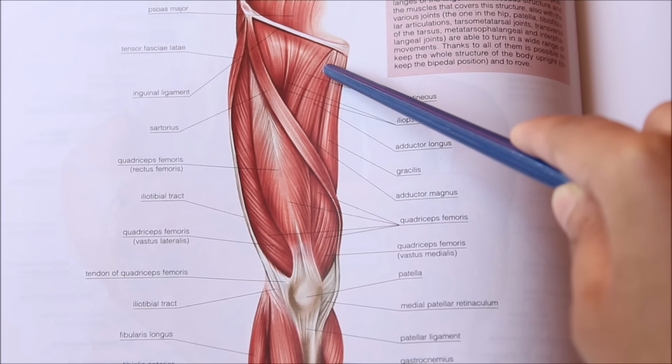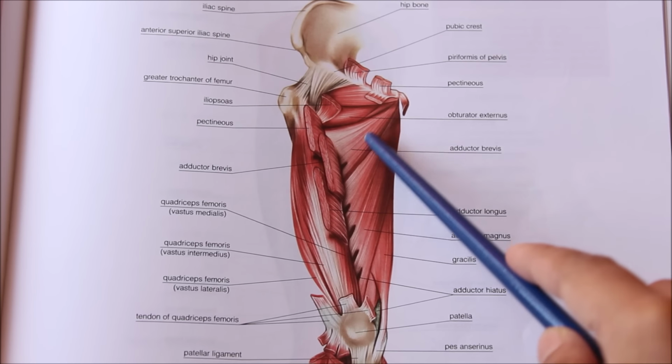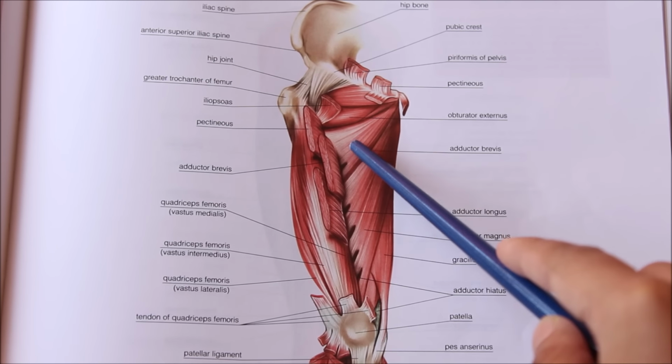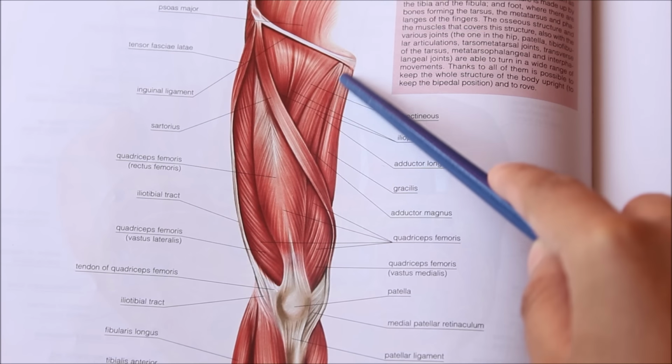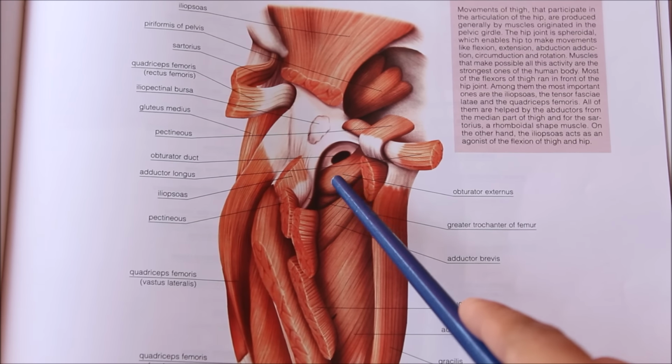This muscle you see here is the adductor longus. This muscle is the adductor brevis. This is the gracilis muscle. This is the obturator externus muscle.